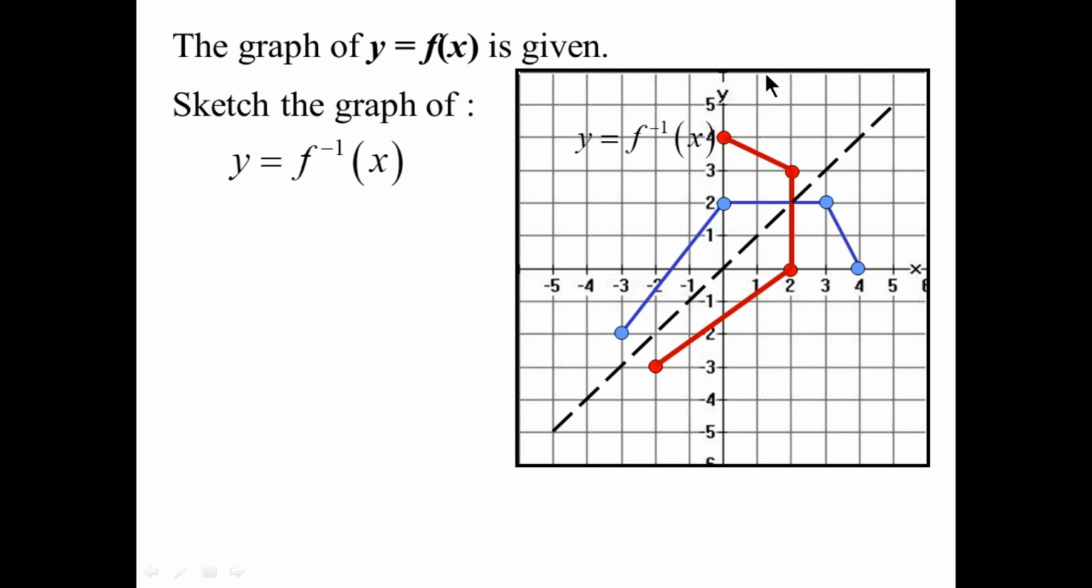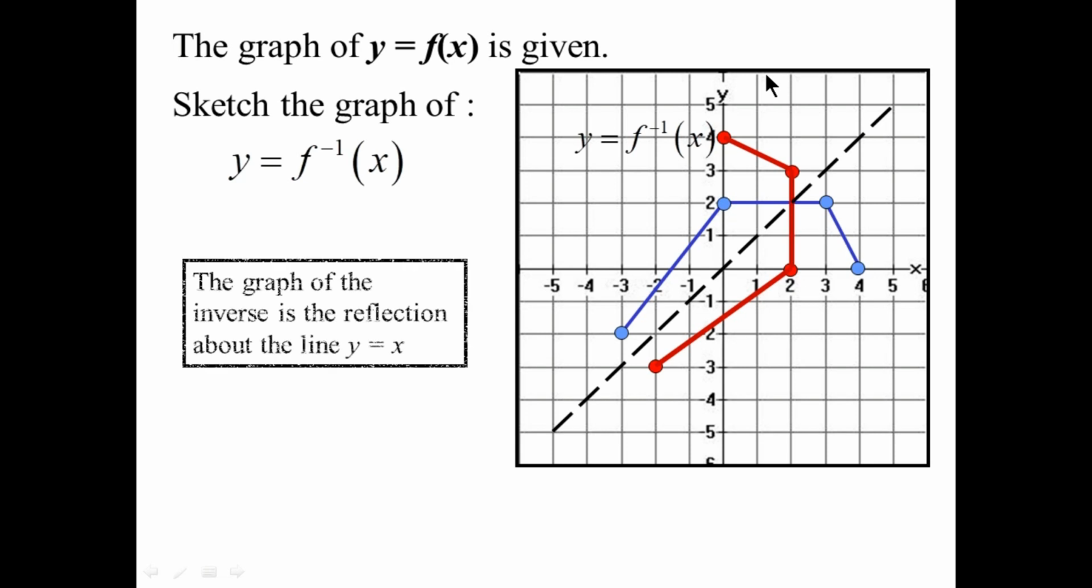Note, that's the line y equals x. And the graph of the inverse is the reflection about the line y equals x. The blue line and the red line are each other's reflection across this line y equals x. It's kind of like a mirror.